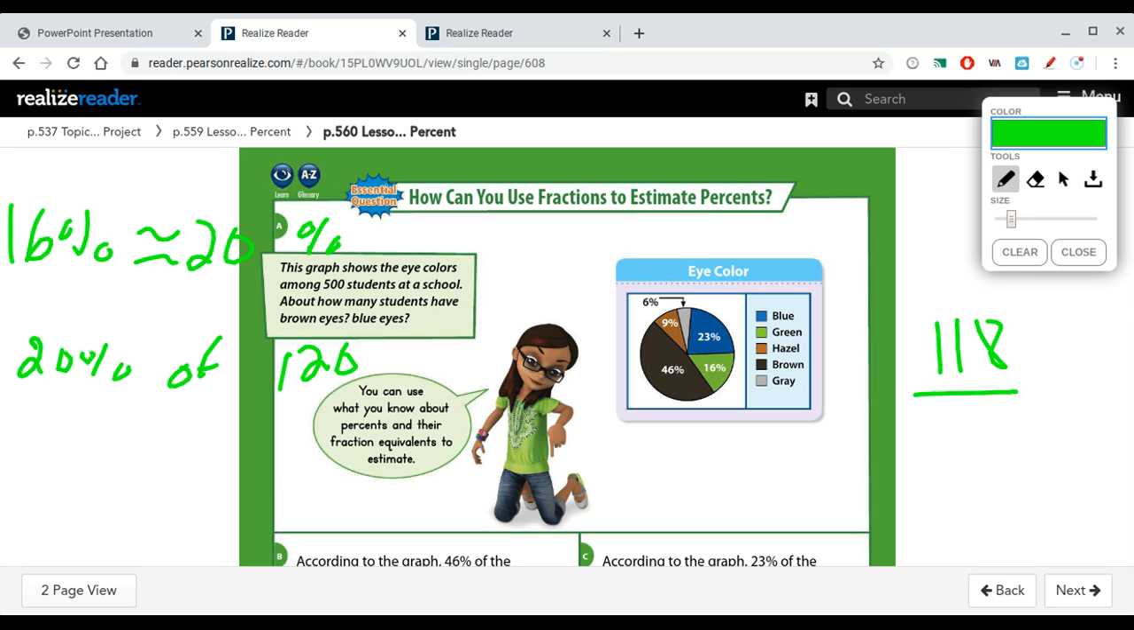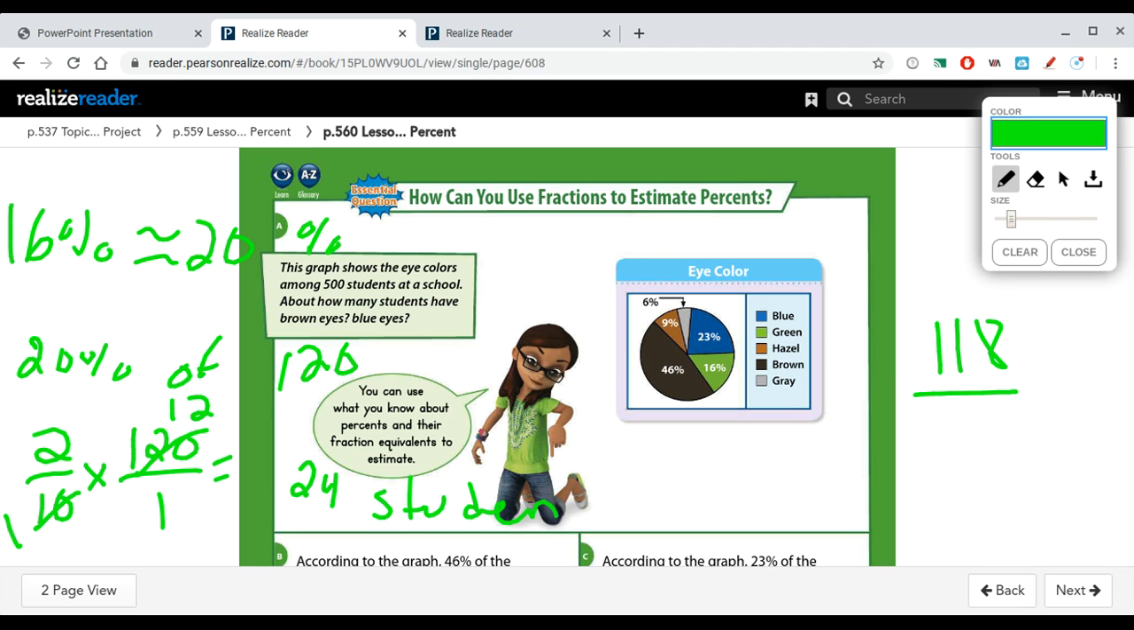Well, I know that 20% is going to be 20 hundredths, or in this case, I'm going to use the equivalent fraction of 2/10. I could use 1/5, but again, I'm using a fraction that's going to work for me. And I know that I can very easily cross cancel the 10 and make that a 1. This cross cancels, becomes a 12, and I end up with 24. So 24 students have green eyes. And so what we did, if we go back to our explanation, is I rounded 16% to 20%. I rounded 118 to 120. I used the fraction 2/10. I multiplied that by 120, but I cross-canceled here, and I ended up with 24 students.